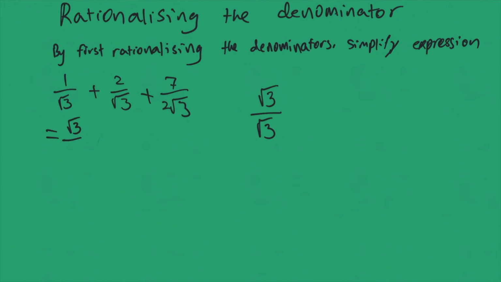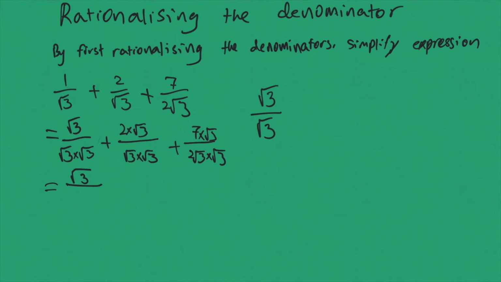which will get square root 3 over square root 3 times square root 3, plus 2 times square root 3 over square root 3 times square root 3, plus 7 times square root 3 over 2 square root 3 times square root 3. Then we further simplify this expression, which we will then get square root 3 over 3 plus 2 square root 3 over 3 plus 7 square root 3 over 6.